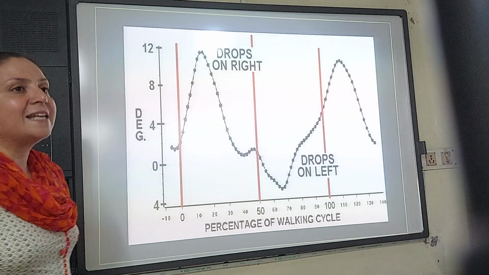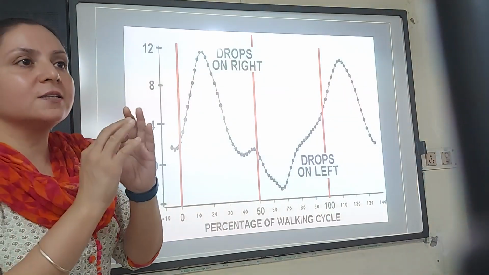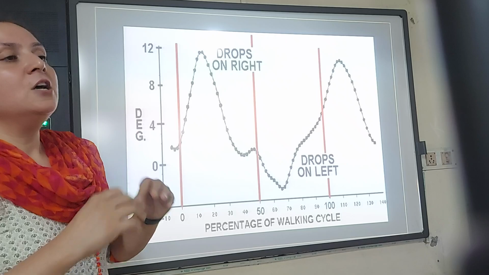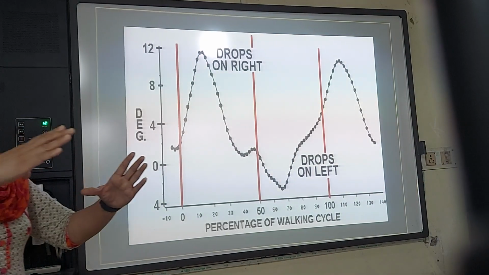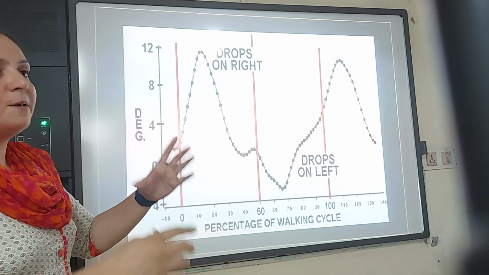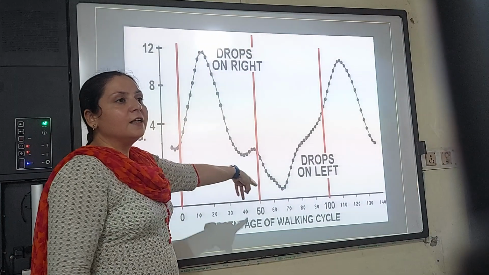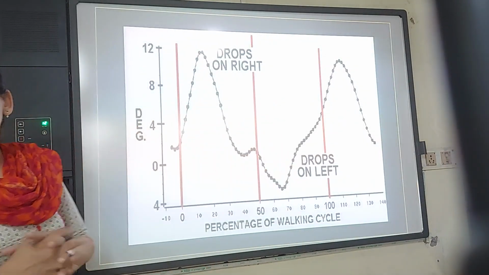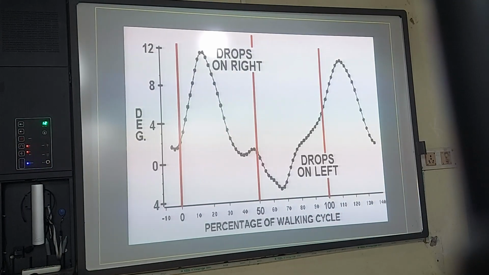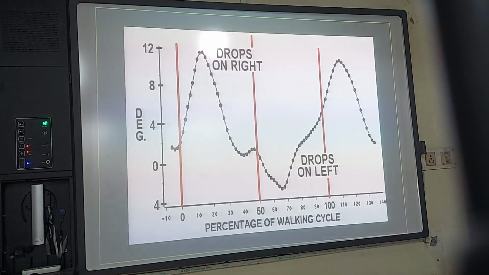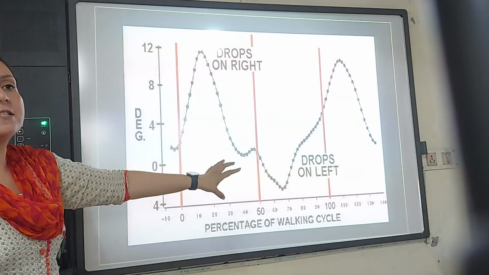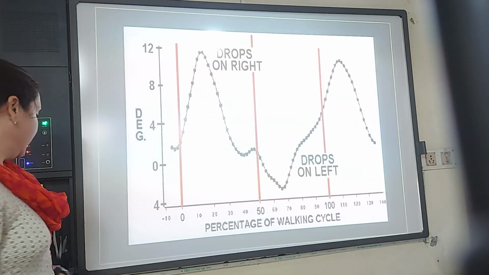We basically place sensors. I told you there are anatomical markers, anatomical sensors. These markers are placed around the ASIS and PSIS, and whenever the pelvis drops, they plot how much this drop has taken place on a graph. But you need to know that this drop should be within those limits. It should not be more or less.